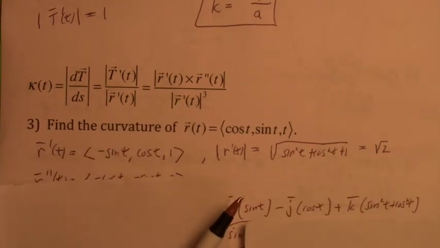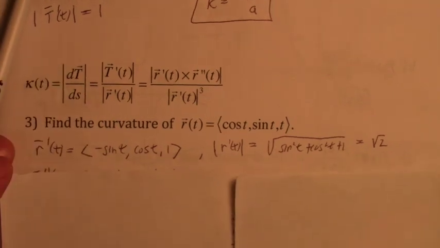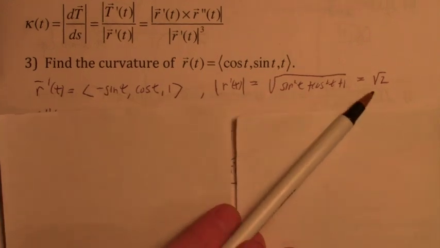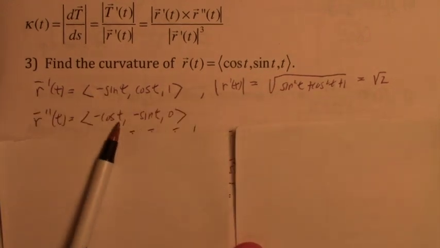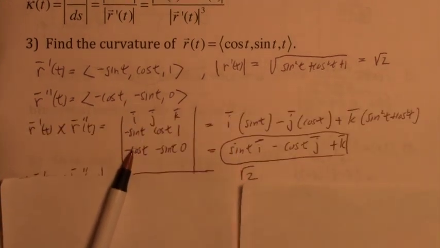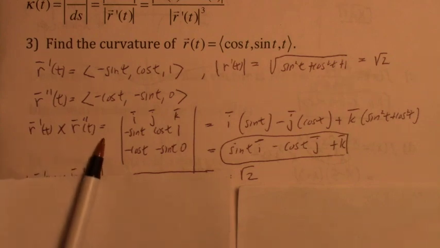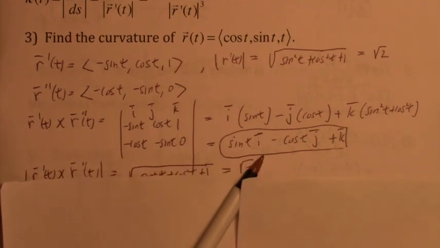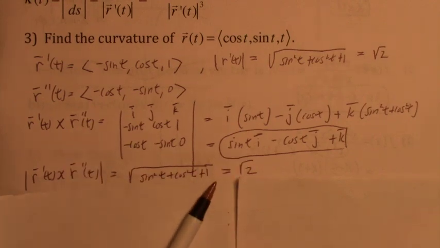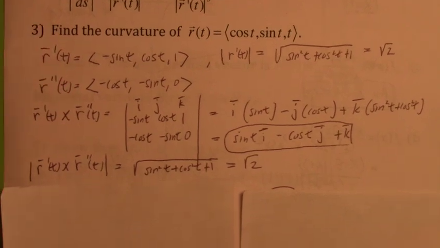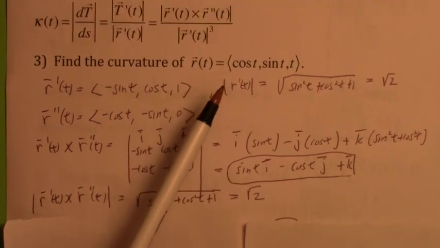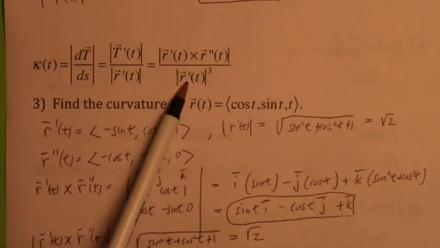So let's do that. First we compute r', we get this. The magnitude of r', we've done this before, I believe, we get square root of 2. Now we compute r'', we get this. And then we want to compute the cross product of r' with r''. So you get this. Now all we have to do is find the magnitude of that cross product. It's also going to be square root of 2, it turns out. The magnitude of this vector is the square root of 2. So all you have to do is take the magnitude of the cross product divided by the magnitude of r' cubed.